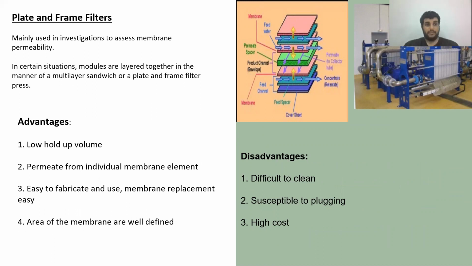Now, plate and frame filters are mainly used in experiments to describe the permeability of the membrane. In some cases, models are stacked together like multi-layer sandwiches, or a plate and frame filter press. The advantages of this model: first of all, low hold up volume, remote for individual membrane element, easy to fabricate, and the area of the membrane is well defined. The disadvantages for plate and frame filters: difficult to clean, susceptible to plugging, and the last one, it has high cost.